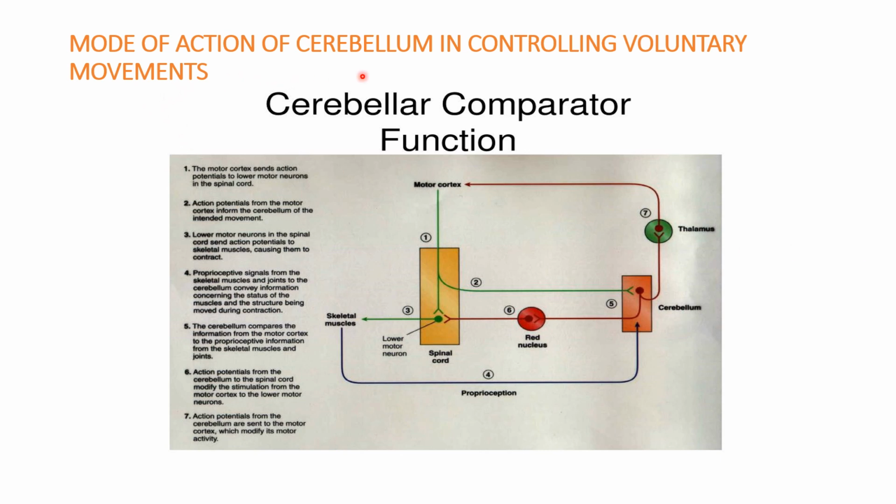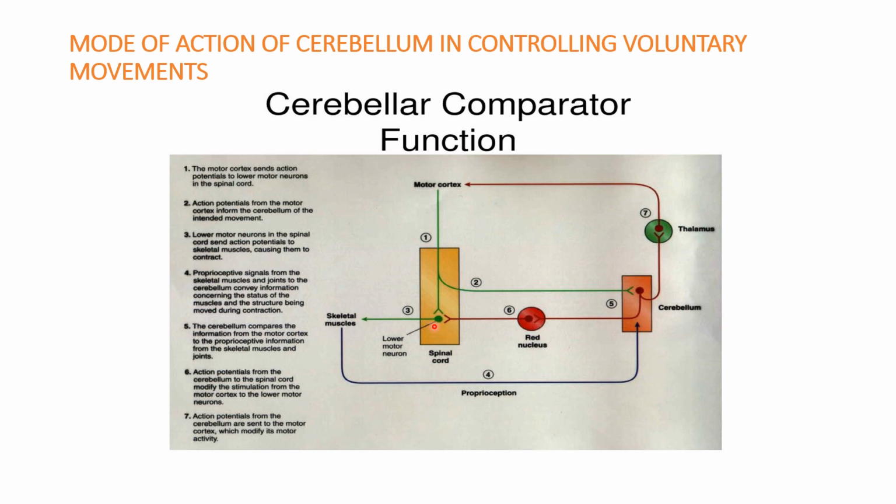See here the mode of action of the cerebellum in controlling voluntary movements. This is the cerebellar comparator function. So what is happening here? Here you have the cerebellum. This is the thalamus, this is the motor cortex, and this is the spinal cord. These are the skeletal muscles, which are the effectors. The motor cortex sends action potentials to the lower motor neurons in the spinal cord. So the motor cortex is sending its impulses to the spinal cord.